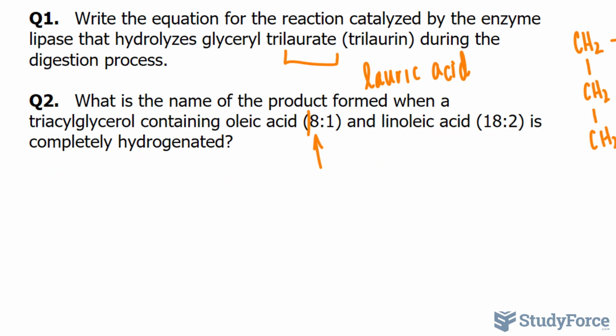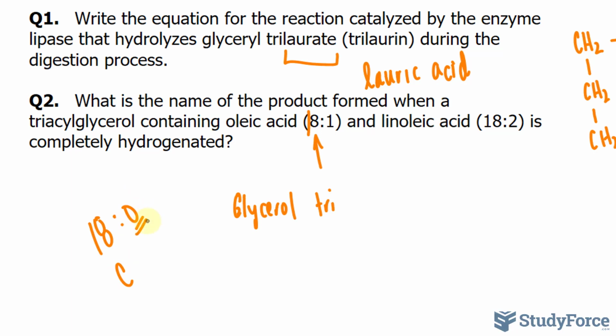So we won't have to draw the molecule out here because we know that it is a triacylglycerol, and those always start with glycerol. So glycerol tri something, just like what we saw in question number 1, glycerol trilaurate. With hydrogenation, we use hydrogen gas to eliminate any double bonds. And because they both have 18 carbons, we have to find out the name for the fatty acid that has the configuration 18:0. So it has 18 carbons and no double bonds.